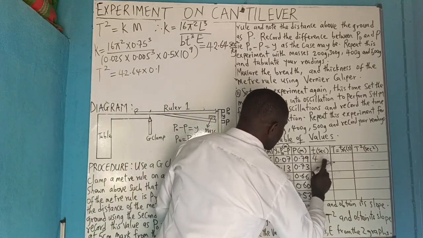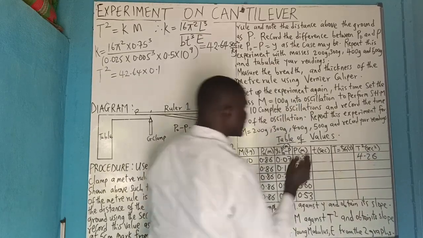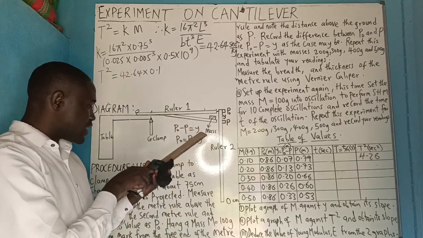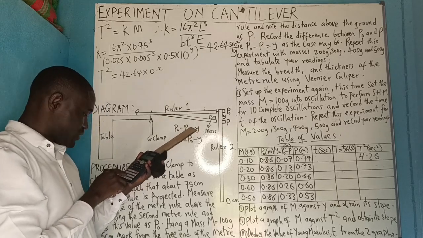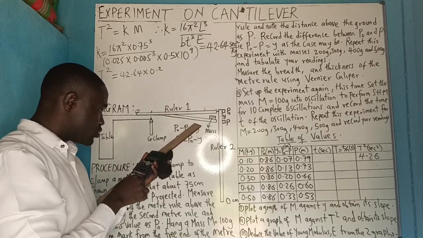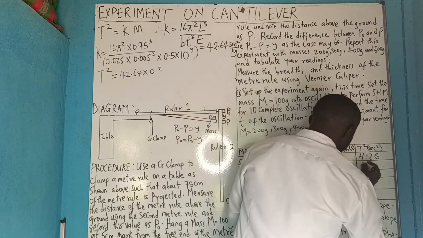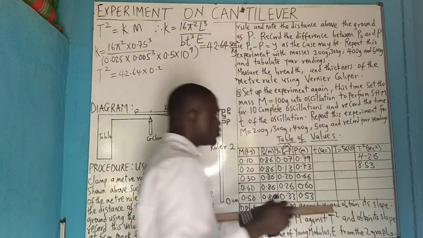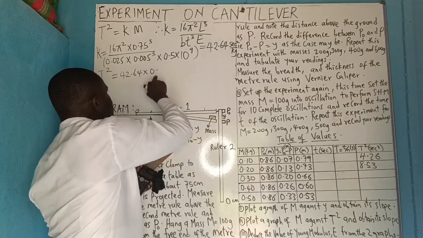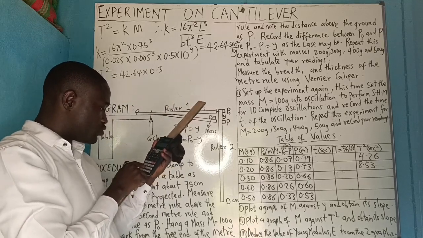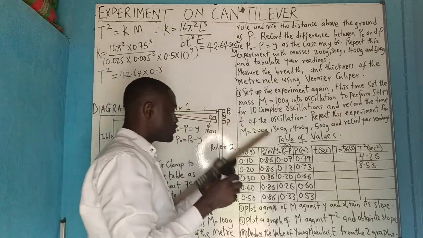Please, we don't put it here. You put it to where it belongs. 4.26 is about T squared. So we now take this same figure times 0.2. 42.64 times 0.2 will be giving me 8.528. That is 8.53. So we also say times 0.3. 42.64 times 0.3 is 12.79.